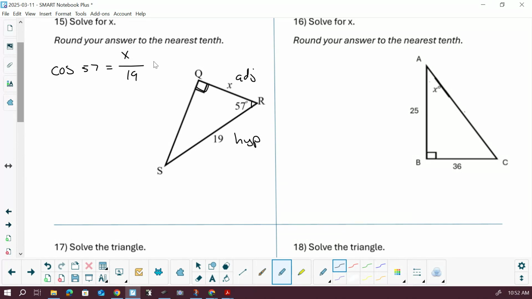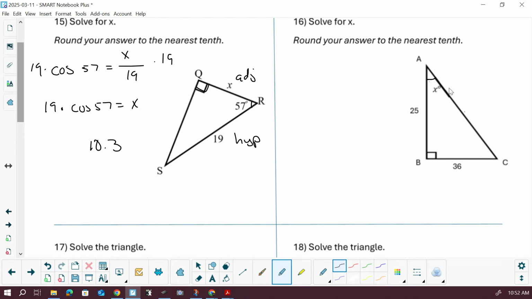When the x is in the numerator, we multiply both sides. We get 19 times cosine 57 equals x. 19 times cosine 57 is 10.34 or 10.3.